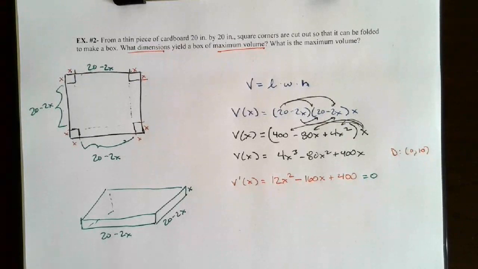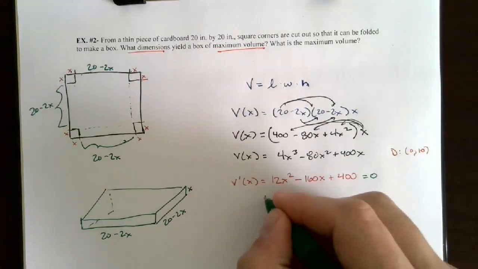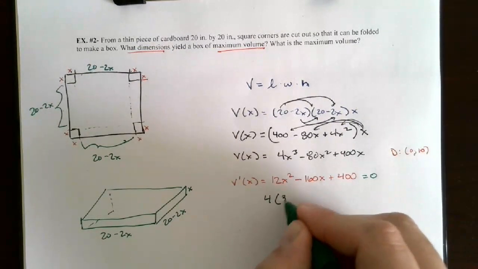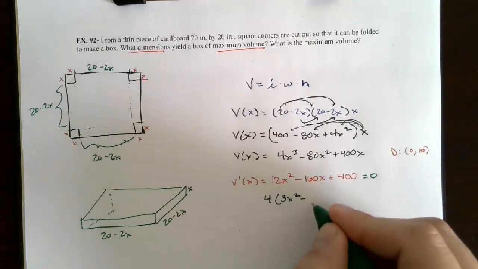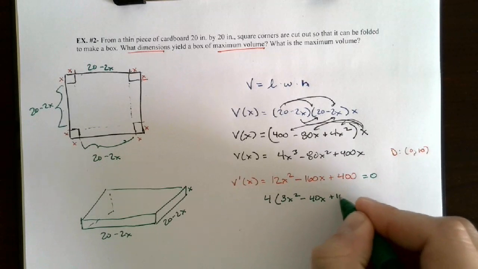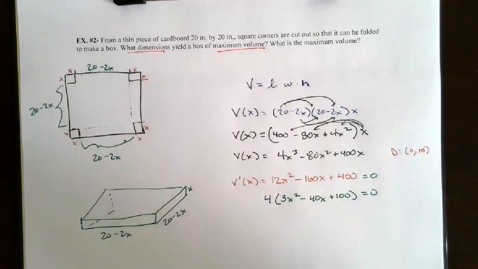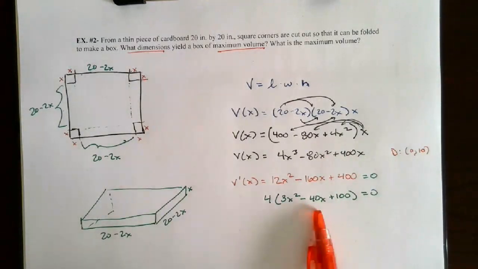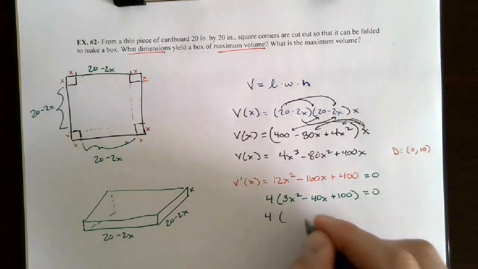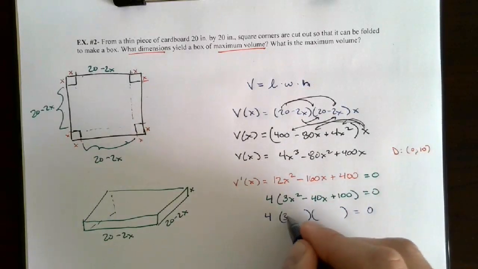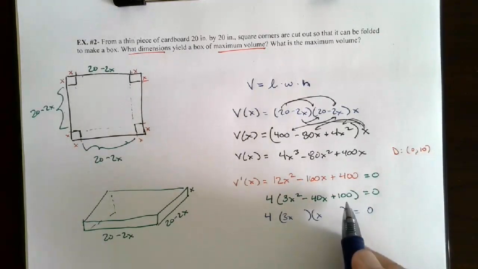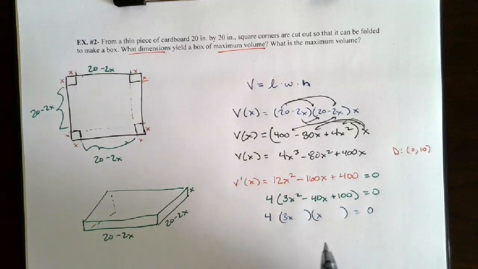Solving this, first thing you probably want to do is factor out a GCF of 4. That leaves us with 3x squared minus 40x plus 100 equals 0. And then if this factors, you should factor it. You could always use the quadratic formula if you're not sure. 4 stays in front. This does factor down. For 3x squared, you should know you need 3x and x in front. You want to think of the factors of 100 in here and then use trial and error.